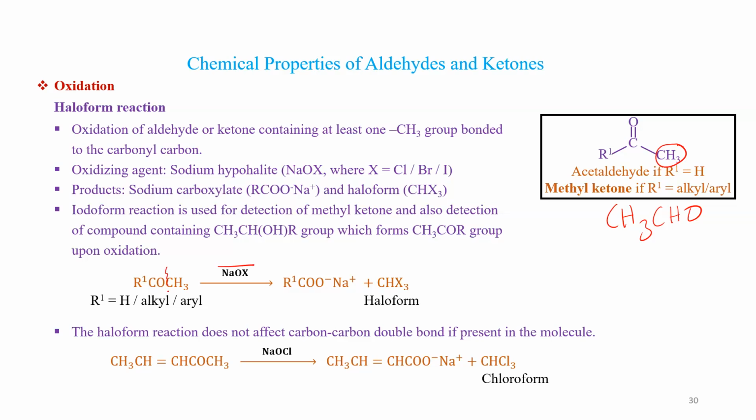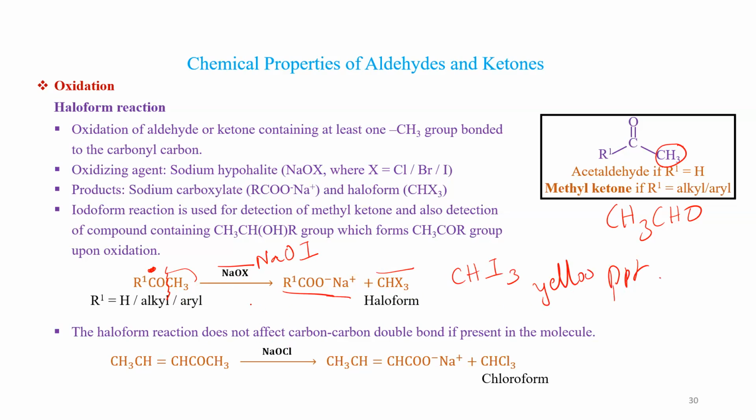So here carbon-carbon bond cleavage will happen. We'll get R1COO minus Na plus, sodium carboxylate. So this will get oxidized to carboxylate, and the methyl part will get oxidized to haloform, such as, if I use sodium hypoiodite, I'll get iodoform. This iodoform occurs as a yellow precipitate. So formation of yellow precipitate indicates that it is a methyl ketone.